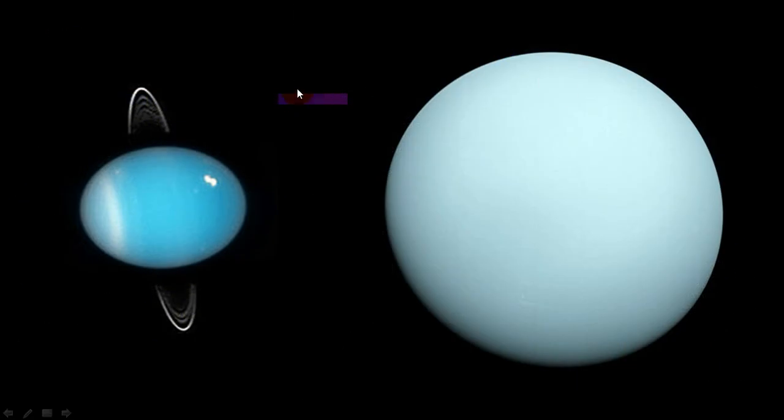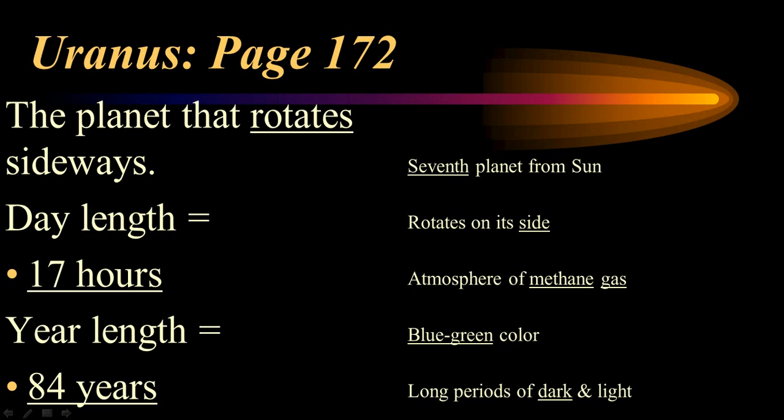Okay, so this is that picture we saw with those rings. So see what I'm talking about? Instead of being this way, the rings are going this way. So it's tilted all the way over on its side. And sometimes when we look at it, it looks quite plain like that. Just a very light, baby blue kind of color right there. All right, so it's the planet that rotates sideways.